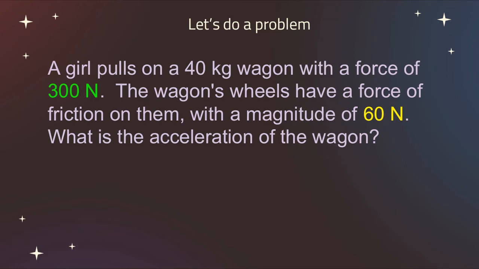You have a girl that pulls on a 40 kg wagon with a force of 300 newtons. The wagon's wheels have a force of friction on them with a magnitude of 60 newtons. What's the acceleration of the wagon? So we are looking at the acceleration. Now, the first thing we're going to do is draw our FBDs. So I'm going to give you guys a few seconds to draw the FBD for this scenario.